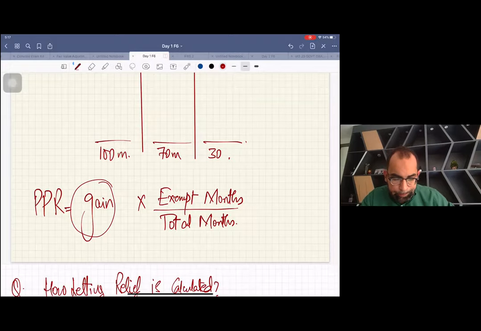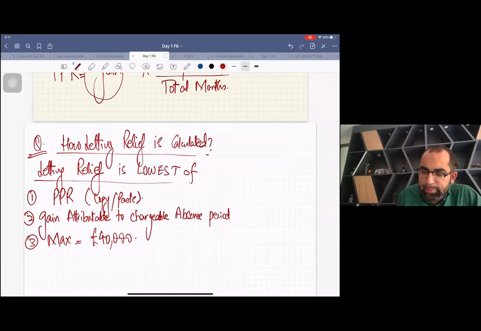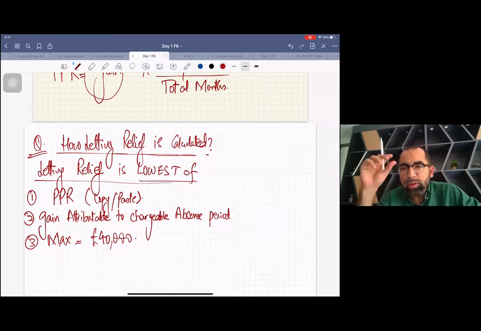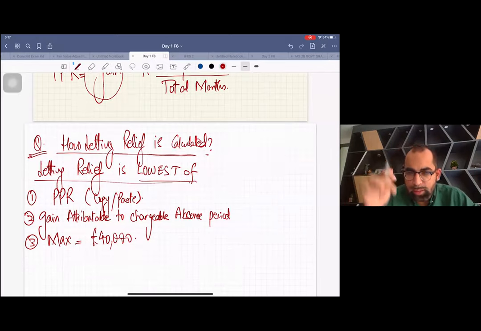Okay. Now, how is letting relief calculated? Letting relief is calculated as the lowest of these three. Number one, simply copy paste the PPR in the question.